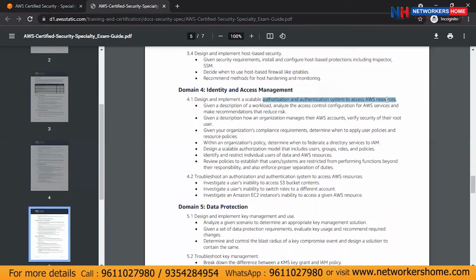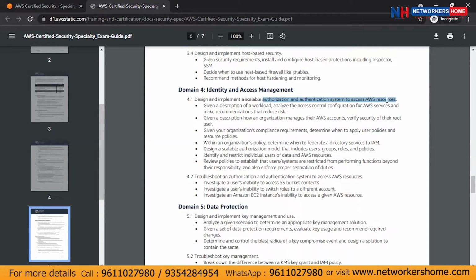Apart from IAM, are there any other options? Yes, security groups you can consider, and ACLs you can consider from a network perspective. Is there any other way? Yes, identity federation. That's fine. Any other thing? At S3 level, what do you define? Bucket policies you have, ACLs you have, S3 bucket ACLs you have.